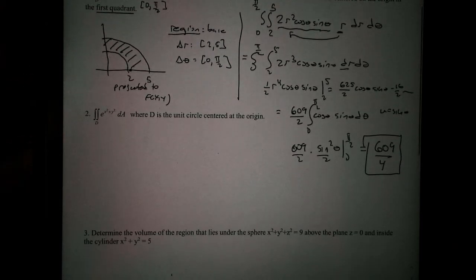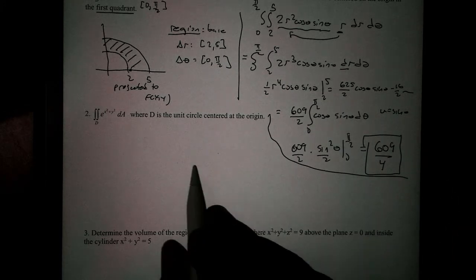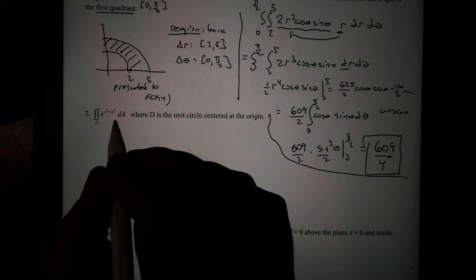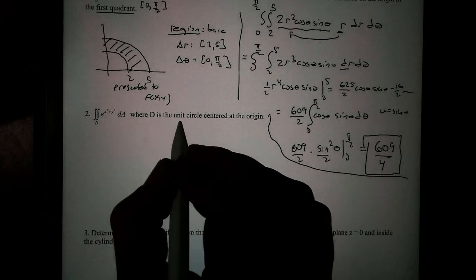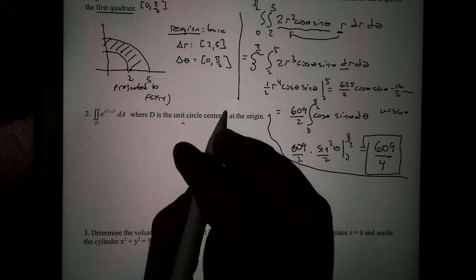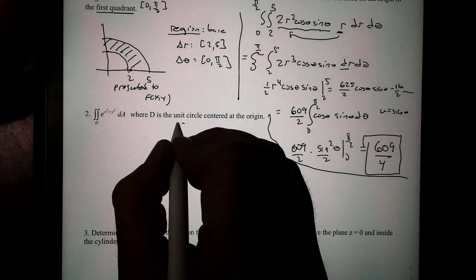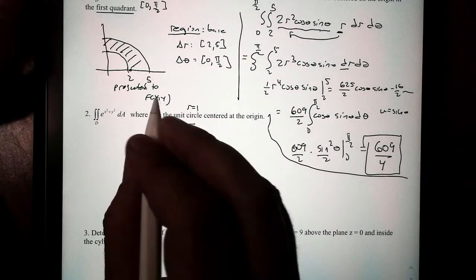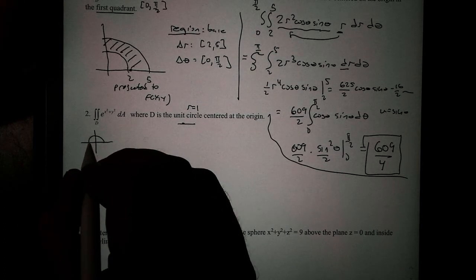All right, for number 2 here, let's take a look at number 2. Hopefully I have enough room here. Now we want to find the volume here, where our region is the unit circle centered at the origin. And for the unit circle, they do give us the radius. The radius, of course, is 1. So if I draw out my base, because it's all about the base, no trouble here.